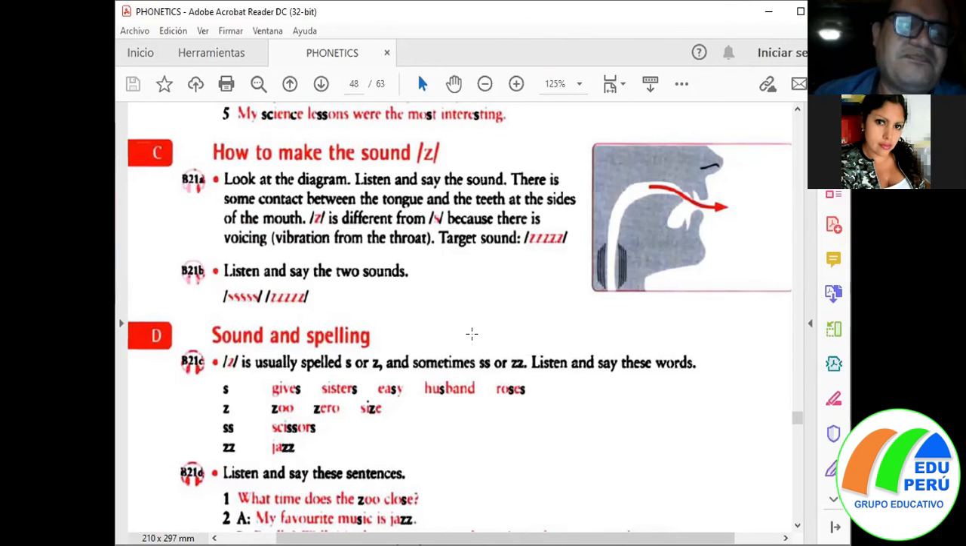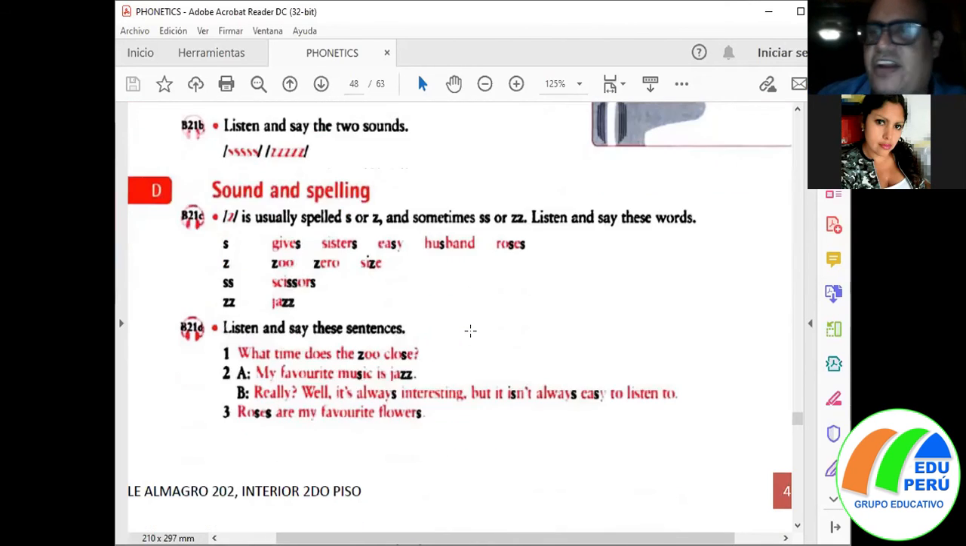Now, let's continue with the sound and spelling. The sound Z is usually spelled with the letter S or Z, and sometimes with double S or double Z. Listen and say these words. Gives. Notice you write it with the letter S, but you don't pronounce it with the sound S. You pronounce it with the sound Z.